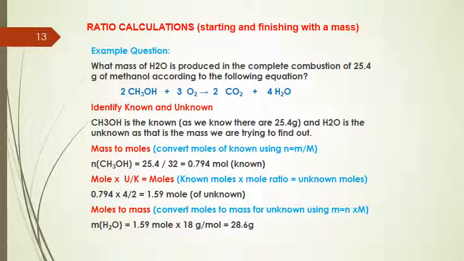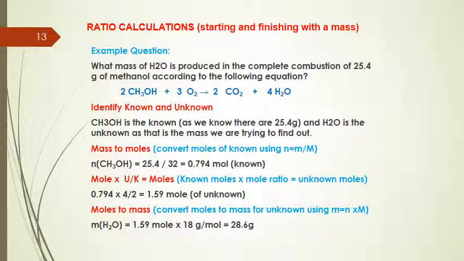And we can also do word equations. So an example question here, which we're going to work through now, is: what is the mass of water that is produced in the complete combustion of 25.4 grams of methanol according to the following reaction, where 2 moles of methanol react with 3 moles of oxygen to give 2 moles of CO2 plus 4 moles of water.